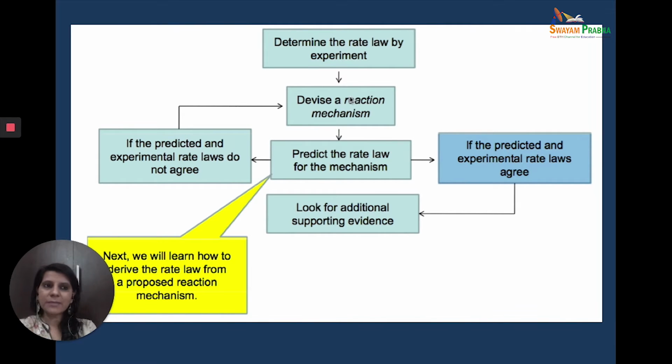Once the reaction mechanism has been proposed, we try to predict the rate law from that mechanism. If the rate law from the mechanism agrees with the experimental rate law, then we look for evidence supporting the mechanism. That means we are on the correct path and our mechanism is probably correct. But if our predicted rate law does not match the experimental rate law, we go back to the drawing board and work on our mechanism again so that we get the rate law which matches the experiment. So now we will learn how to derive these rate laws for a proposed reaction mechanism.